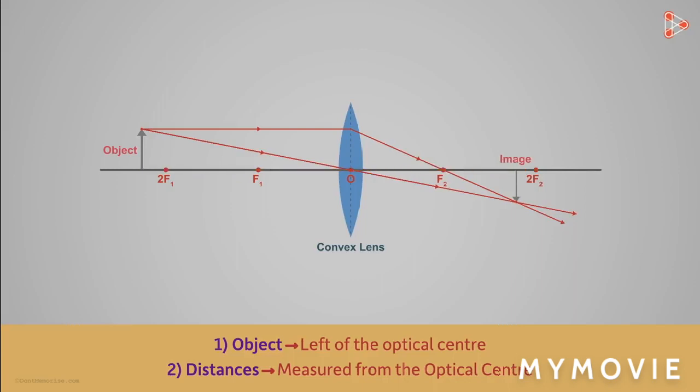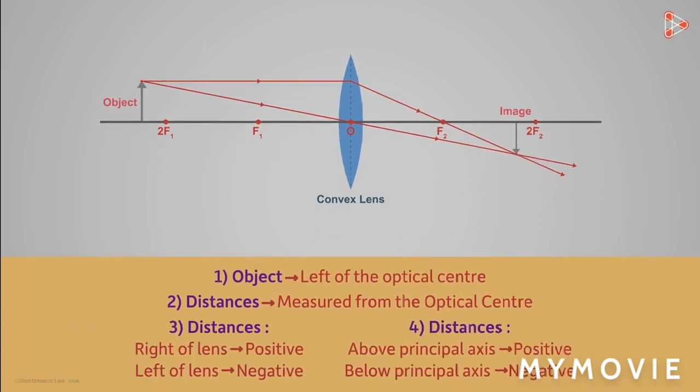For instance, if we take this point on an object, then the distance of this point from the lens is measured from the optical center of the lens like this. The third and the fourth conventions are easy. Here they are. I'm sure they're self-explanatory. What is it that we measure above and below the principal axis? Yes, the heights of the object and the image.